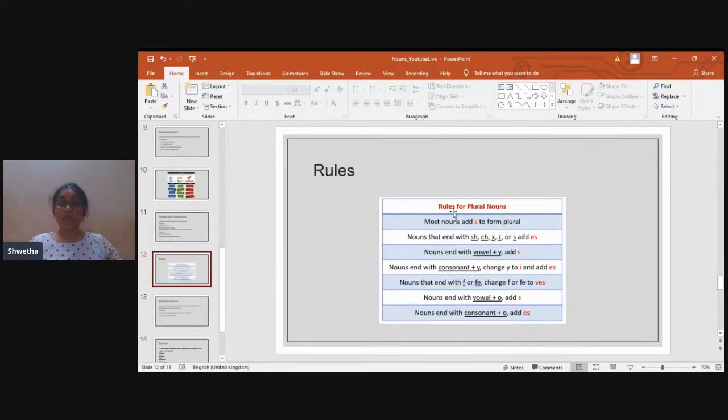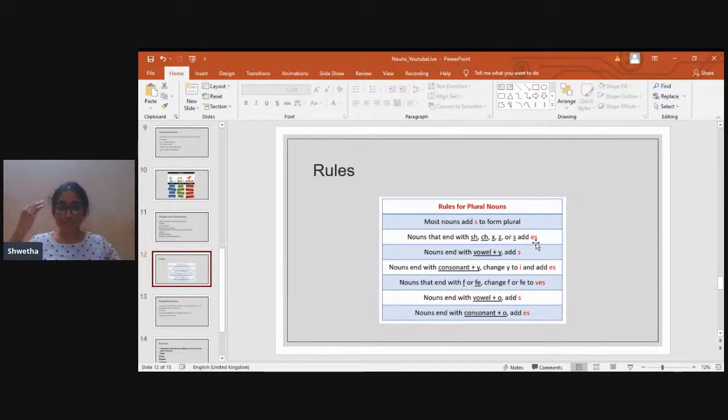Okay. Rules for plural nouns. Now, these are not hard and fast rules, guys. Remember that. These rules are important because they help us control the spelling. These rules will help us make the transition from singular to plural much easier. Okay. Most nouns add S to form the plural. We saw those examples earlier. Pencil, pencils. Paper, papers. Nouns that end with SH, CH, X, Z or S will add ES.